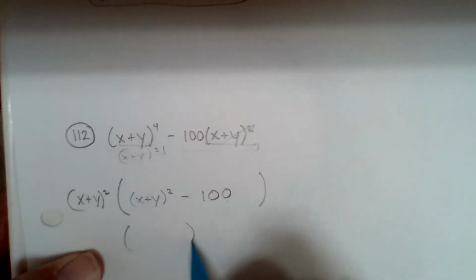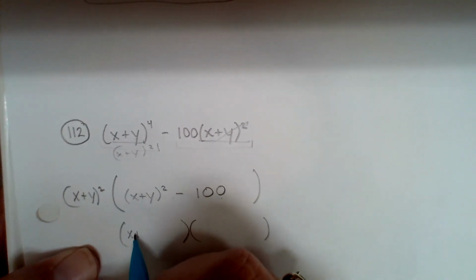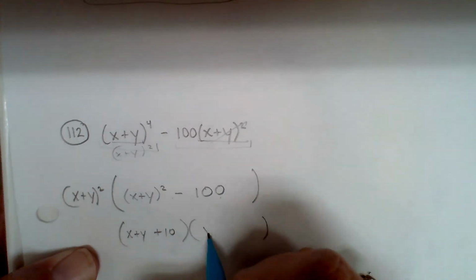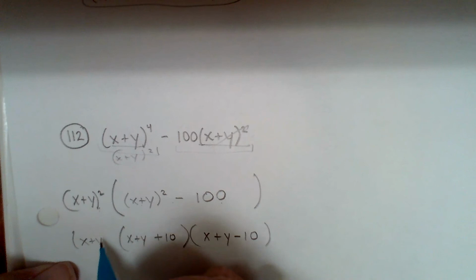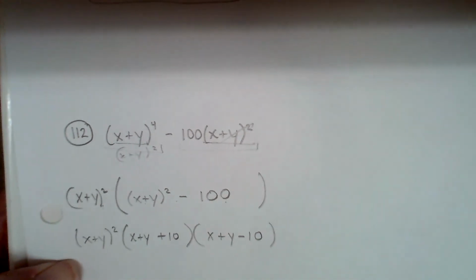So this is going to factor into conjugates. x plus y plus 10, x plus y minus 10, and then the x plus y squared out in front. So I hope that helps.